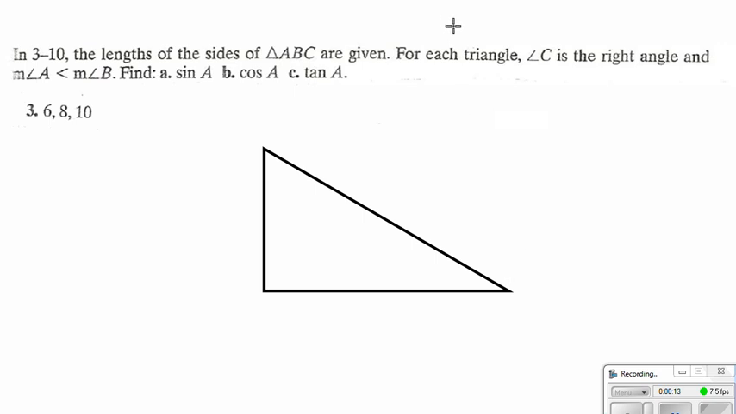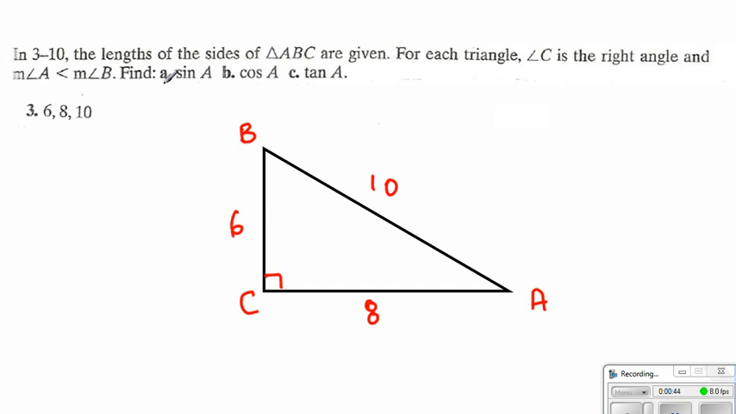Here we have angle C is the right angle, so this one must be angle C. It says angle B is greater than angle A, so I'm going to call this one angle B and this one angle A. Opposite of the bigger angle, we have the longer side. Given that 10 is the biggest, we're going to put down 10 here. B is the second, so opposite of B we're going to put down 8. Opposite of A, we're going to put down 6.